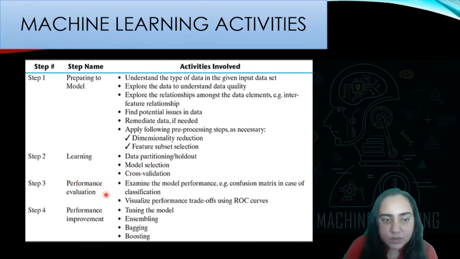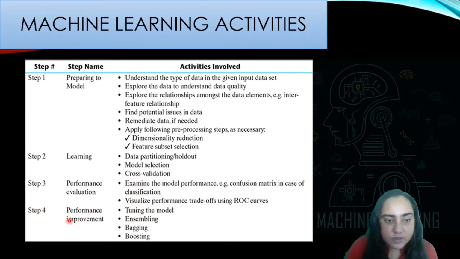Step 3, you can measure the performance of your model. You can do that using a confusion matrix if it is classification, using some accuracy metric like R-square or mean squared error if it is regression. And you can also visualize these things using graphs.